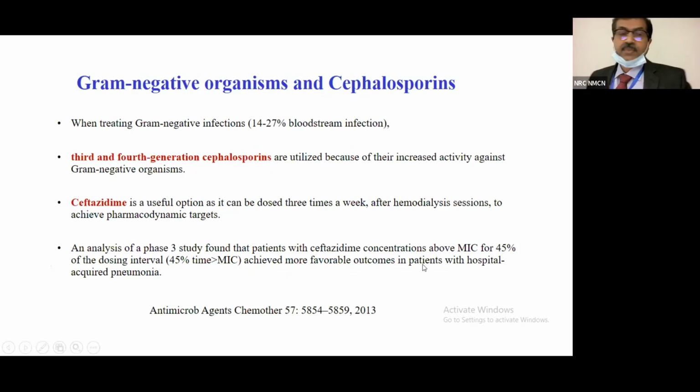So, gram-negative organisms and cephalosporin. One important example is ceftazidime. Most of you might have done duty in the COVID period and might have used Jevicepta. That contains ceftazidime. Ceftazidime is a 3rd generation cephalosporin, and it is one of the very good options for gram-negative organisms. One very large study has shown that if your drug level stays above the MIC for more than 45% of the dosing interval, there is more benefit, particularly in treating hospital-acquired pneumonia. So why I am telling it time and again: it is better to keep these drug levels above the MIC value most of the time in a day, to get the full time-dependent kinetic benefit.